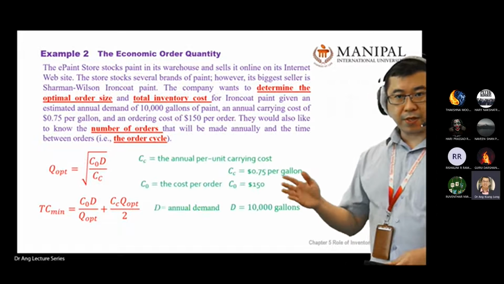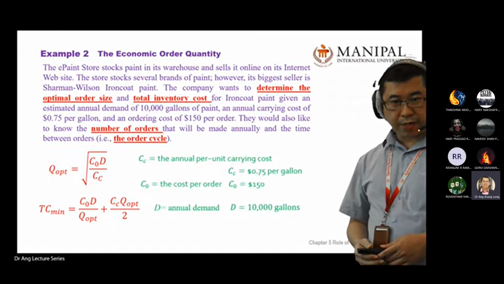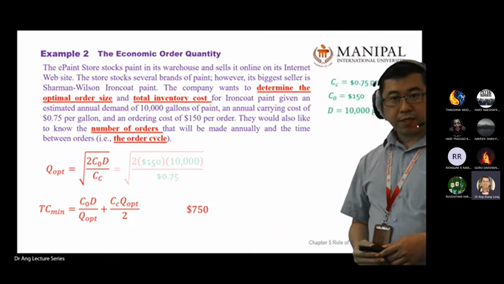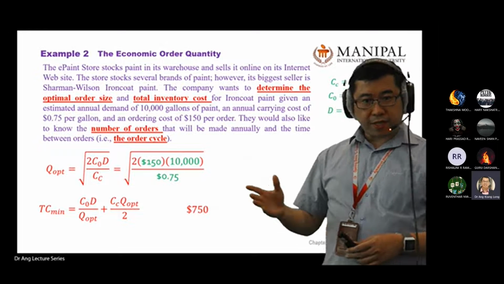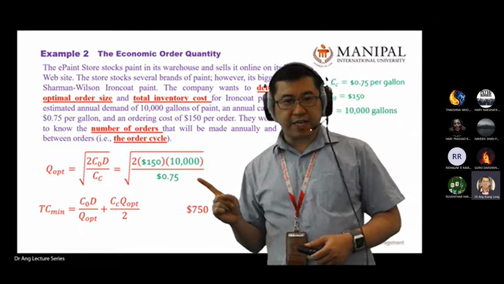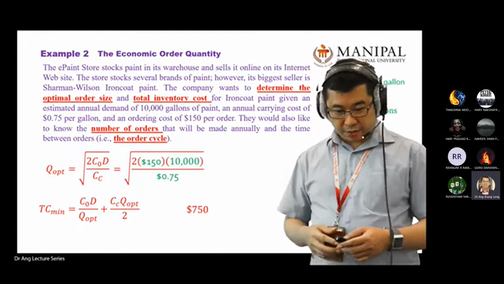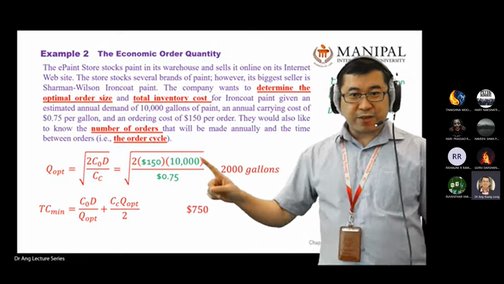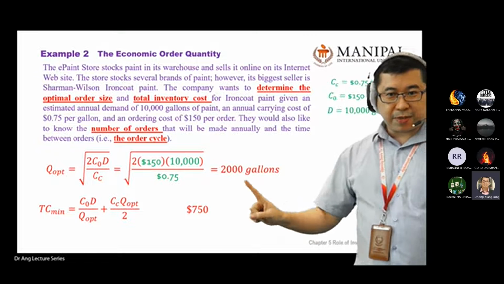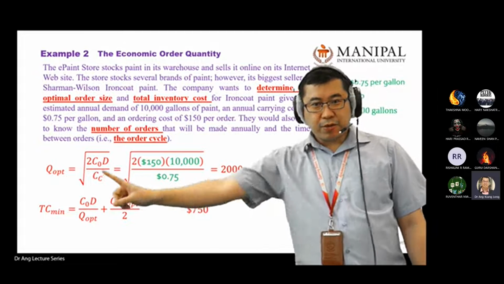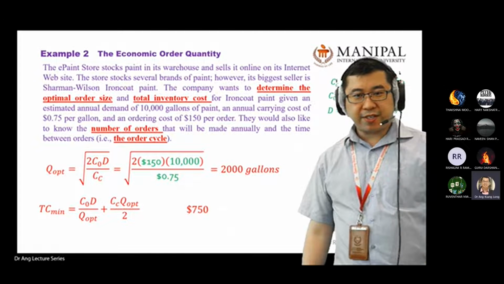So this one is already on the question already. So I give you a reference answer. Okay, I think I'm very kind already. I give you the detailed calculation. Normally I don't do it, but this example I give you. So QOP you get 2,000 gallons.